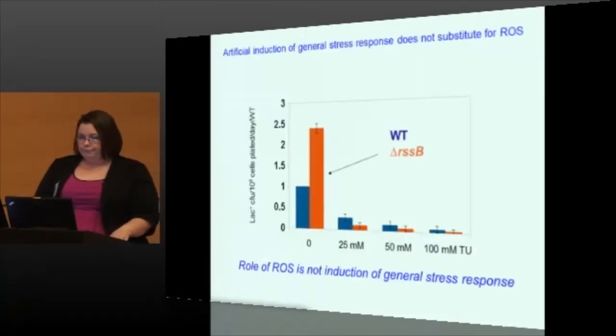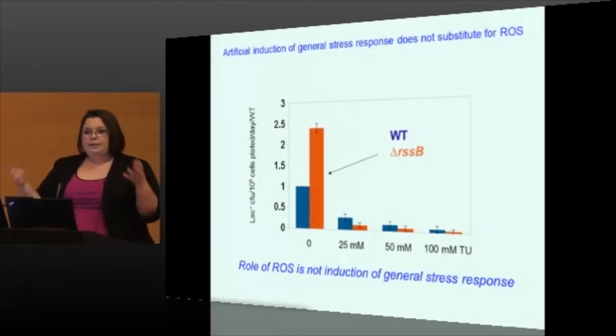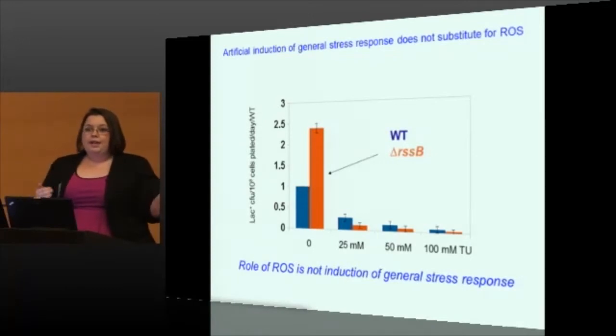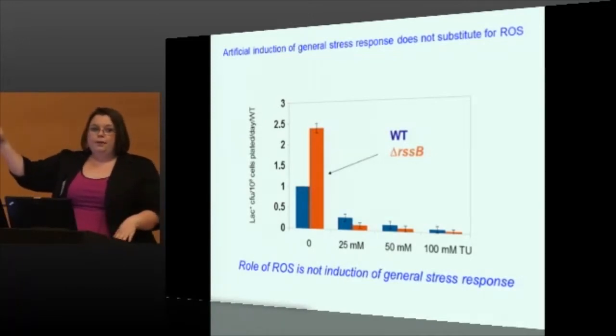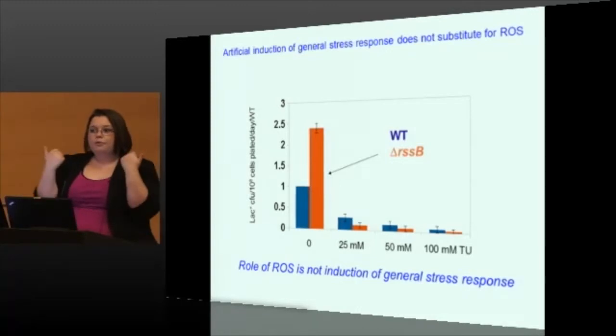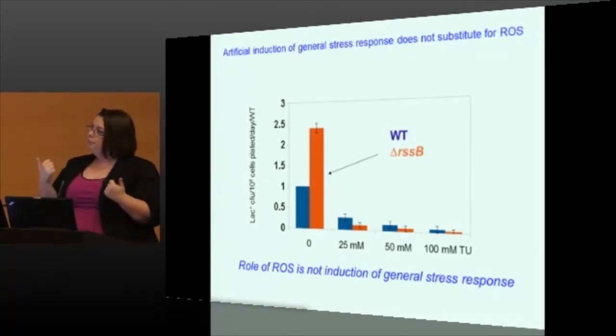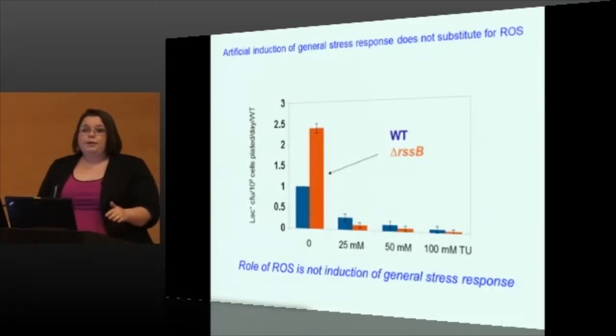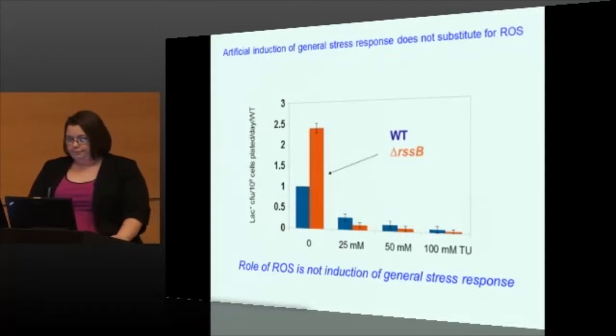So RssB is a negative regulator of RpoS, that general stress response that we need. RssB tags RpoS and leads it to degradation. So when we delete rssB, we get more RpoS, more of those stress responses, and more mutation. But as you can see, even when we put that delta rssB in the presence of increasing thiourea dosages, we can't counter it. So whatever ROS is doing, it's not for the induction of the general stress response.